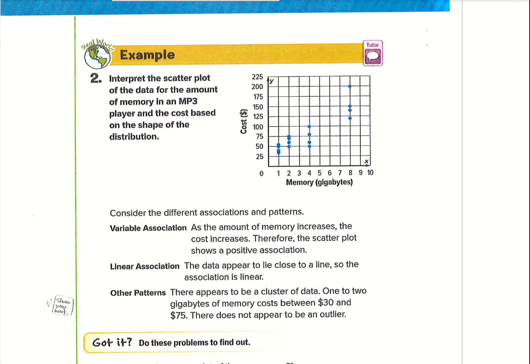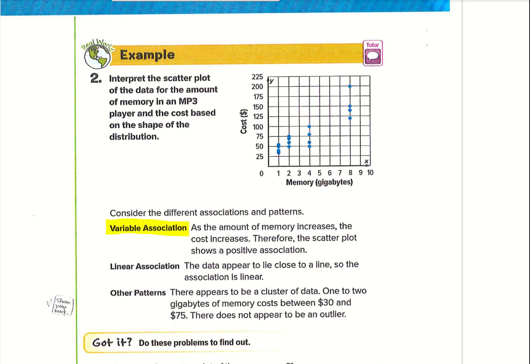So if we look at example 2 here, it's just giving us this scatter plot, and it's saying just interpret this scatter plot of the data for the amount of memory in an MP3 player and the cost based on the shape of the distribution. So we've got all of our points plotted there, and we're just going to go through each one.